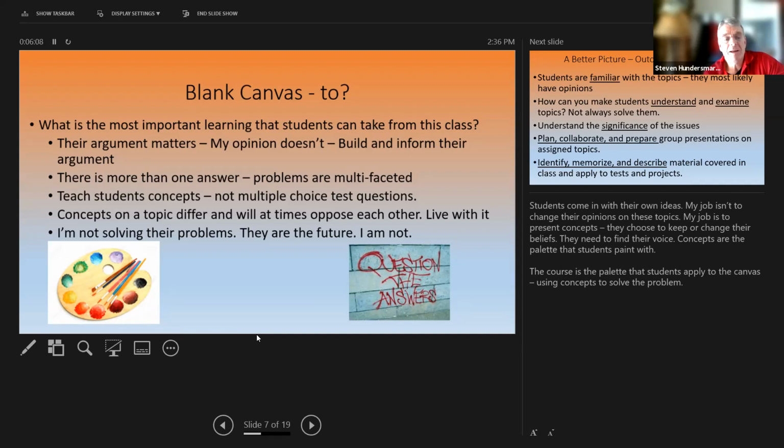And it was important to me that they understand the concepts on a topic differ and will at times oppose each other. So if I say gun control, there are lots of opinions there and lots of research that they have to wade through. And then finally, the last thing that I really wanted is I didn't want to solve the problems, just like I didn't want to put my opinion on them. I wanted them to wade through the problems and see the difficulty of these issues themselves. And they're the future. I always tell them, I'm not.